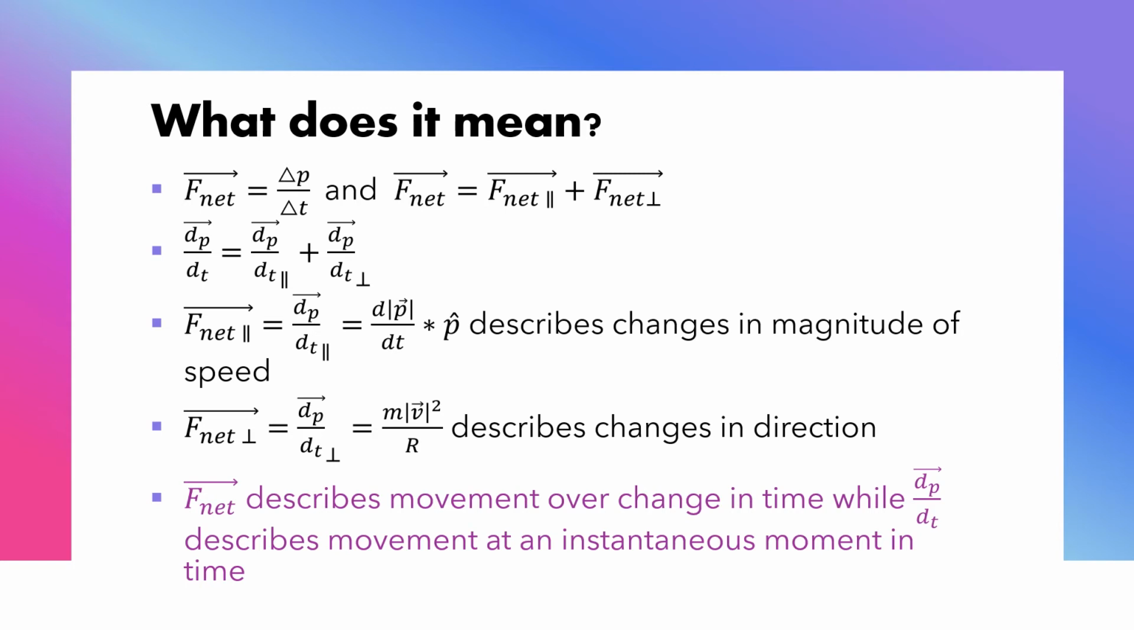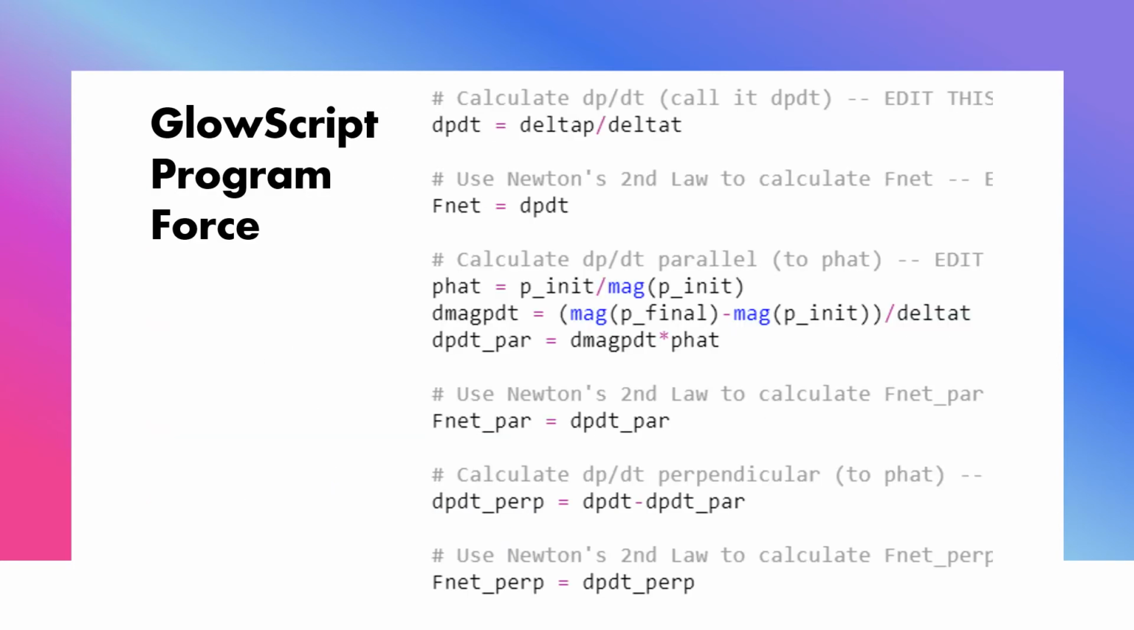To summarize, F-net describes movement over a change in time, while dp/dt describes instantaneous movement with its nature as a derivative. Here's the code I put into GlowScript to account for the net force, as well as its parallel and perpendicular components. dp/dt is equal to delta p over delta t. F-net is equal to dp/dt, and the code shows this as well. P hat is the unit vector for momentum in the direction of the momentum, and it's coded for by dividing the initial momentum by its magnitude.